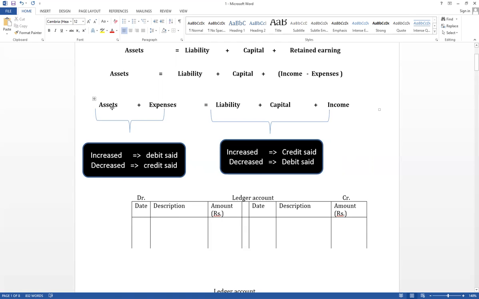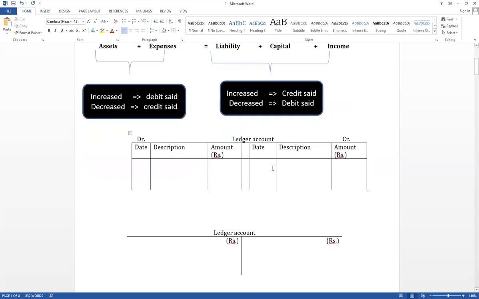All the things happening in the business organization can be categorized as assets, liability, income, expense, and capital. Then think about the theory. If assets and expenses increase, they should be recorded on the debit side. If assets and expenses decrease, they should be recorded on the credit side. But if liability, capital, and income increase, they should be recorded on the credit side. If those decrease, they should be recorded on the debit side. This is the important part.